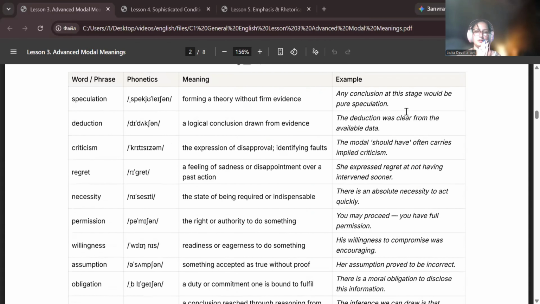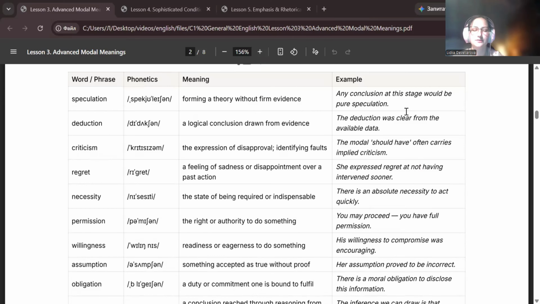And as for video content, let's start with vocabulary. Speculation. Forming a theory without firm evidence. Any conclusion at this stage would be pure speculation. Deduction. A logical conclusion drawn from evidence. The deduction was clear from the available data. Criticism. The expression of disapproval, identifying faults. The modal should have often carries implied criticism.